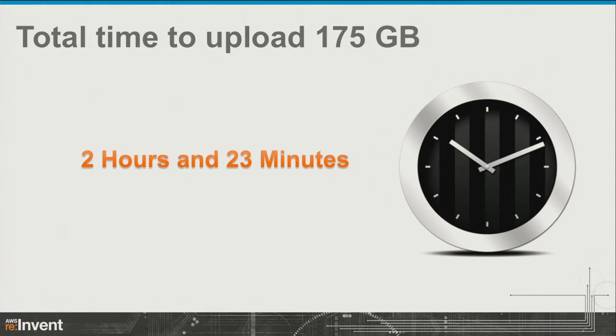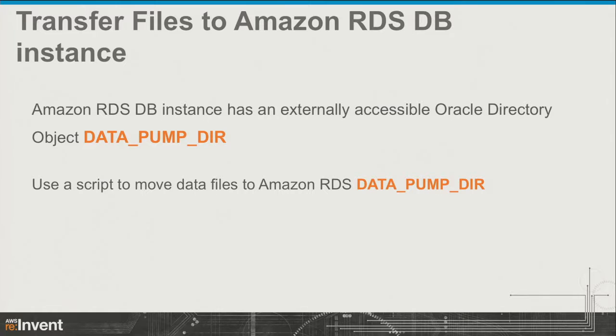When I do the same thing using SFTP, it takes me about 38 hours. So that's a good amount of difference, right? So I got the 175 gigs now in my EC2 instance, my large EC2 instance, right?